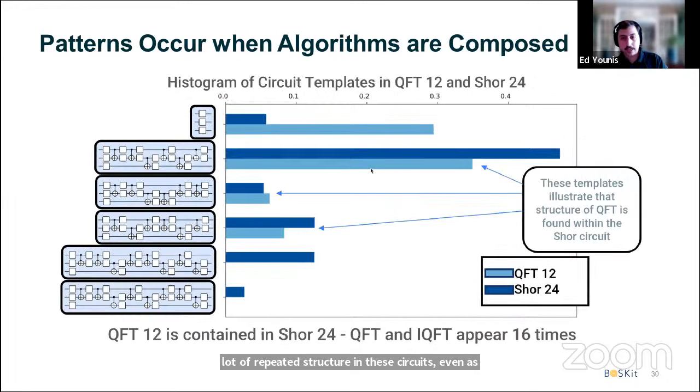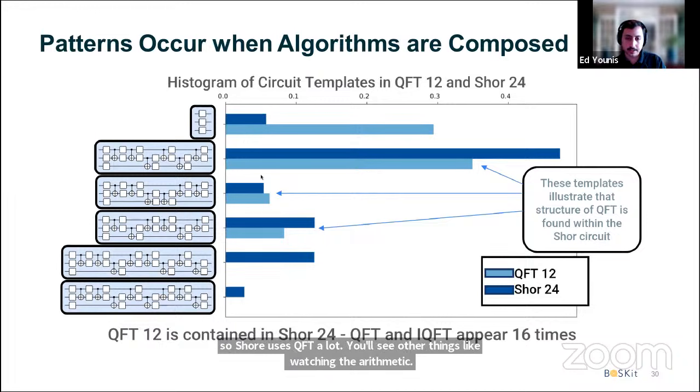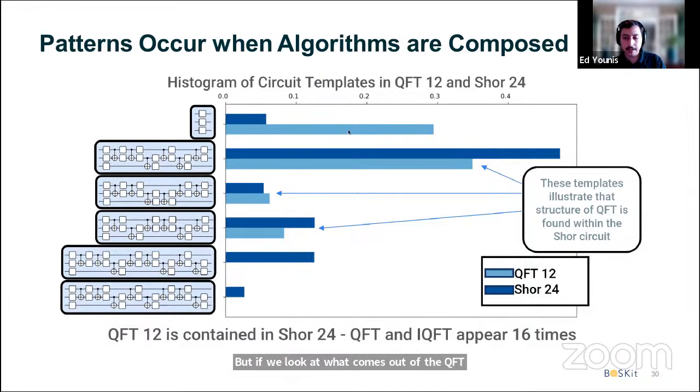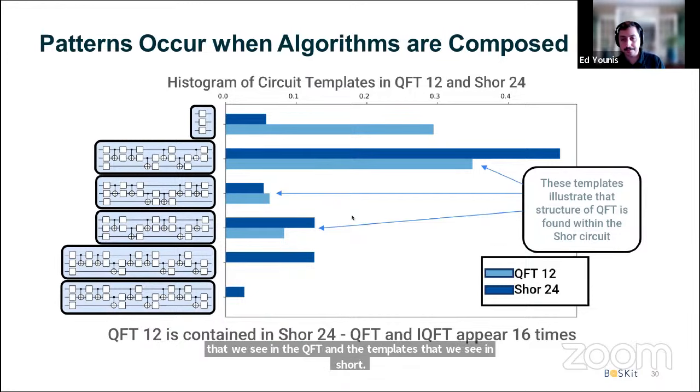The next question we ask is what happens when we compose algorithms? Because some of these things that I've been mentioning, like QFT, are typically building blocks in bigger algorithms like Shor's. Shor's uses QFT a lot. It also uses other things like modular arithmetic. But if we look at what comes out of the QFT circuit, this is the light bar, and we look at what comes out of the Shor circuit, we count how many templates we see. There's a large overlap between the templates that we see in the QFT and the templates that we see in Shor's. So there's definitely a lot to learn here.